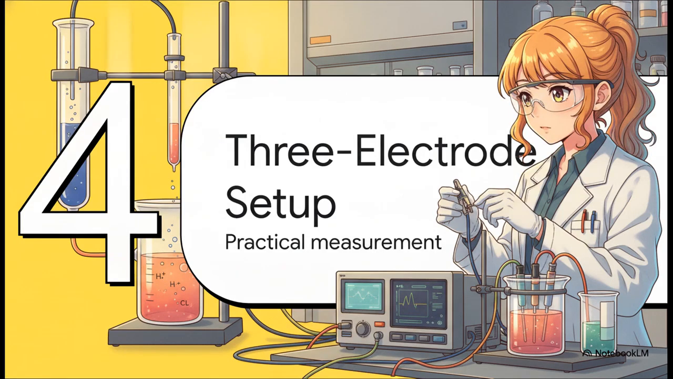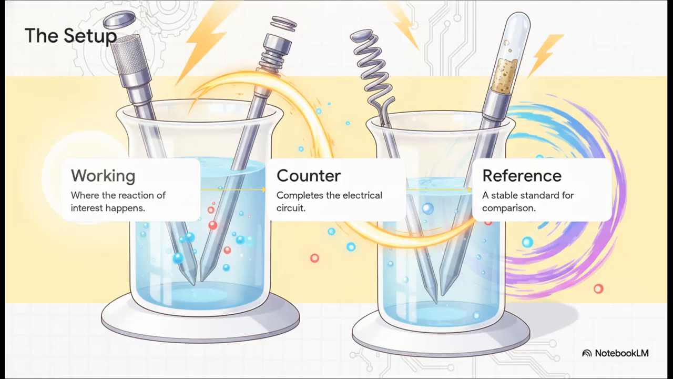Now, while a hydrogen electrode is the ultimate standard, let's be real, pumping highly flammable hydrogen gas into an acid bath isn't exactly convenient for everyday use. So, how do scientists actually control and measure these potentials safely in a modern lab? They use a 3-electrode setup.